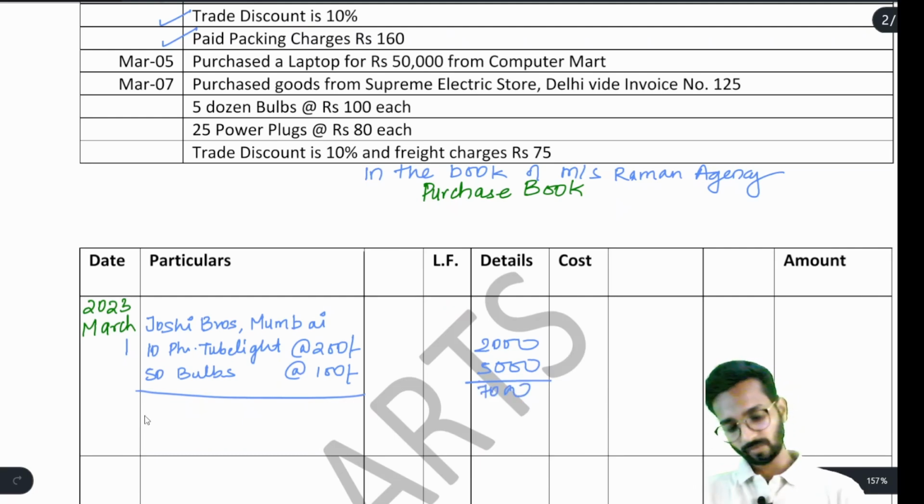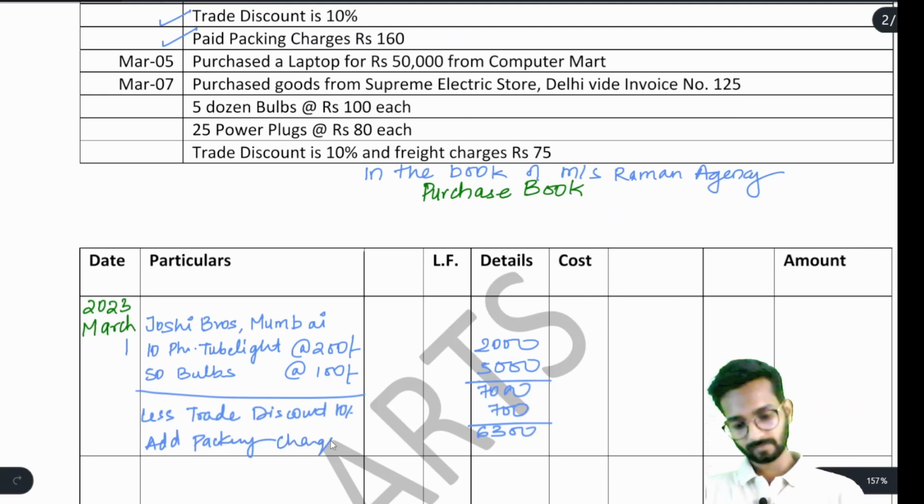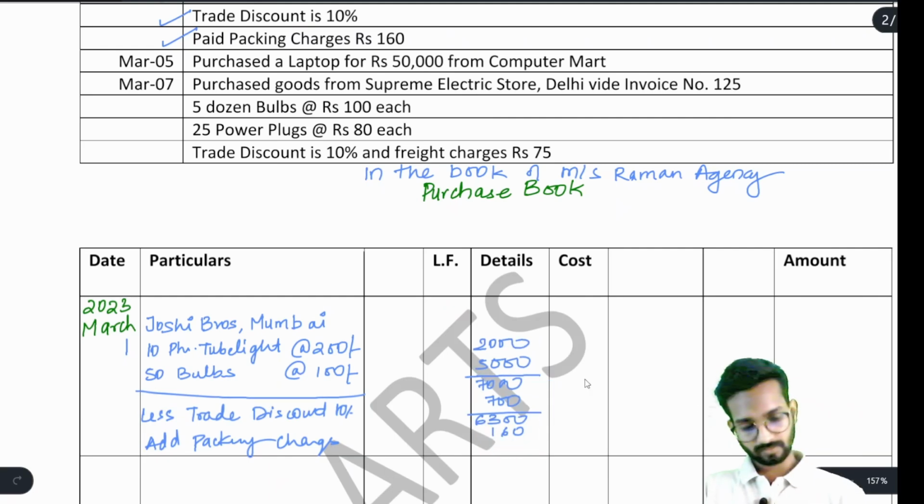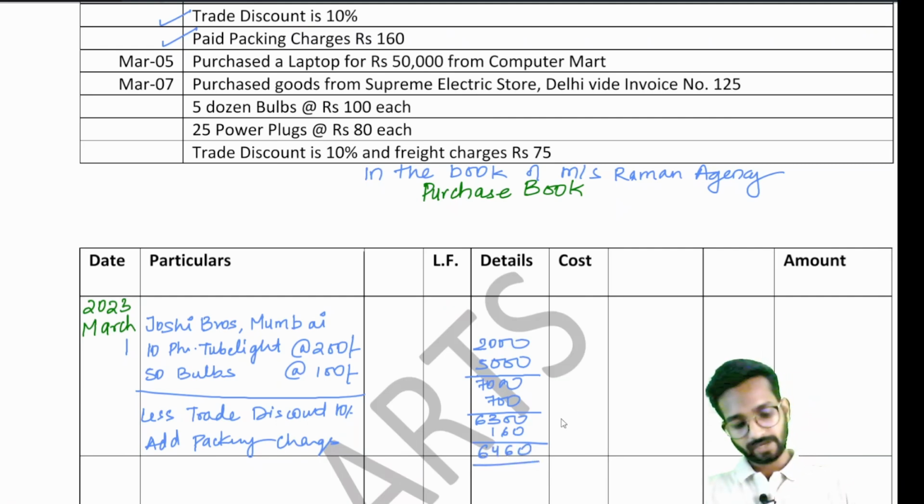7000. From this total now we will remove trade discount of 10%. 10% of 7000 will be 700. This will give you 6300. Add here packing charges 160 rupees. Adding 160 rupees, it will give you the total of 6460 rupees. Now understand, in cost column you will write only 6300. For amount we will write 6460.